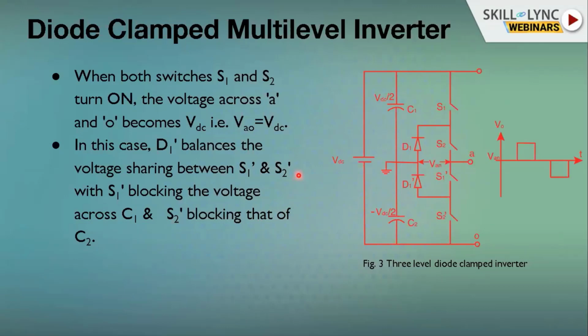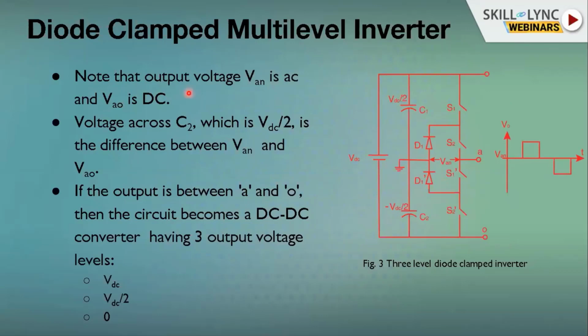So in this case, you can also say that D1 dash balances the voltage sharing between S1 dash and S2 dash, and S1 dash at the same time can be blocking the voltage across C1 and S2 dash blocking that across C2. But as I said, in neutral point clamp, it's generic to use A and N.